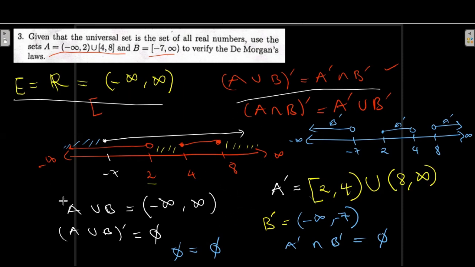Okay, do I have any questions on how we verified here? The other one, you try it out. You try out this other one. So this is how you verify the first one. So you do the other one.